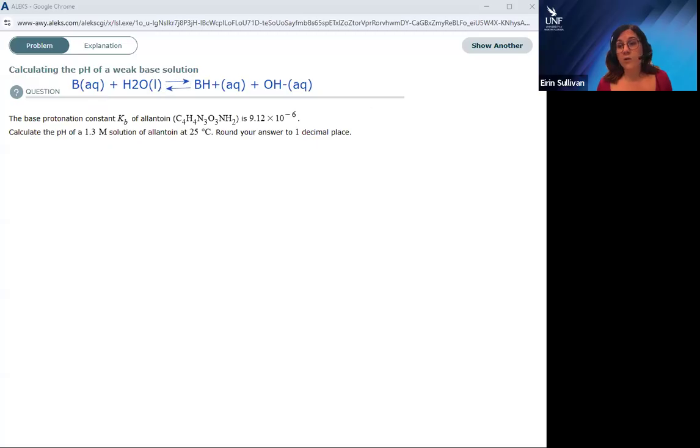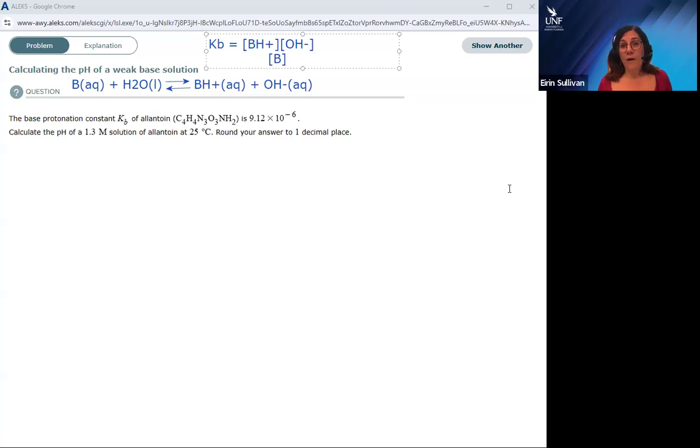Then you can write your base protonation constant expression, which is going to look just like an acid ionization constant expression. And of course, you don't include the water in that because water is a pure substance, so it has no concentration associated with it. So concentration of products raised to the power of their stoichiometric coefficient will just be the concentration of conjugate acid times the concentration of hydroxide, divided by the concentration of the weak base, which will equal whatever that base protonation constant is.